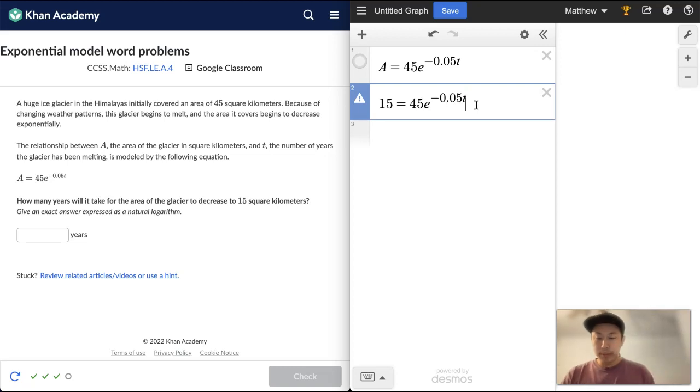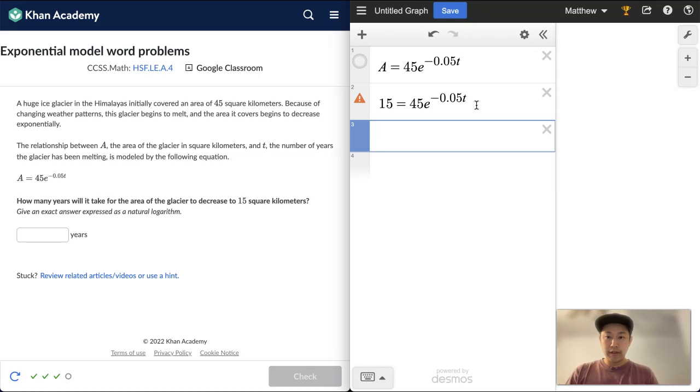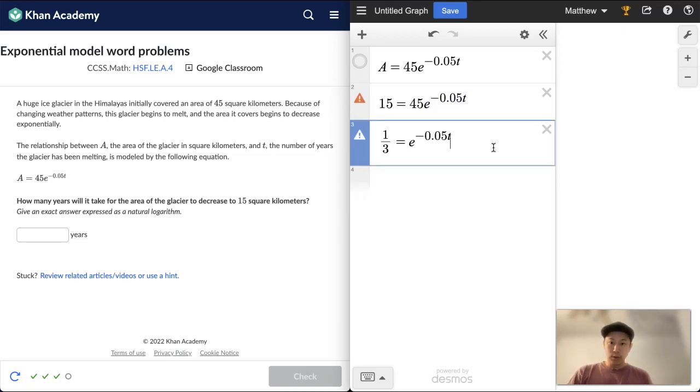All right, so let's finish this up. This might go quick, but pause as you need to. I'm going to divide both sides by 45. 15 over 45, I think, is a third, right? Divide both sides by 45. So the left side turns into 1/3. We'll write it in its simplified version, and then this will be e to the power of negative 0.05t.